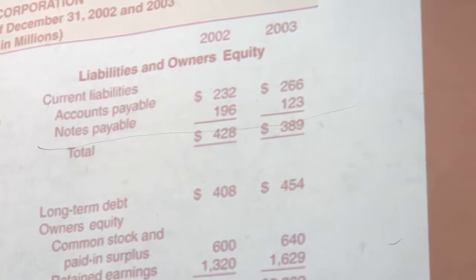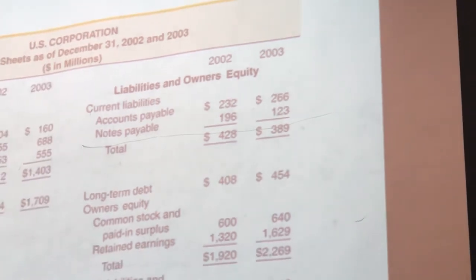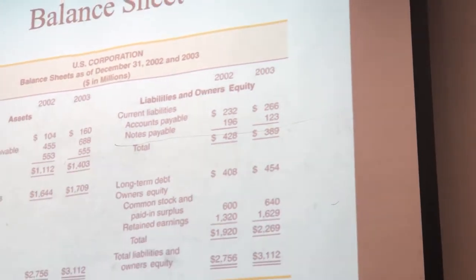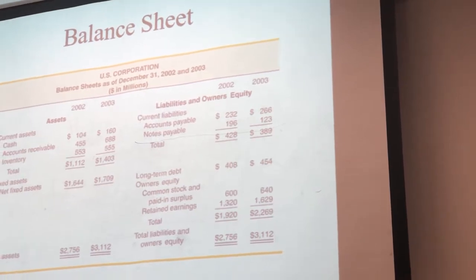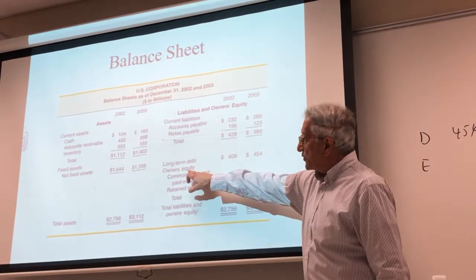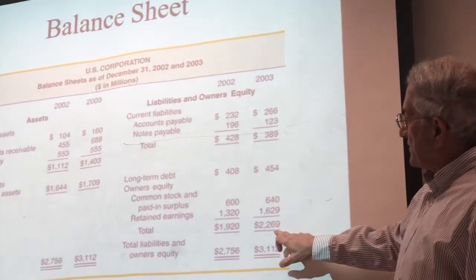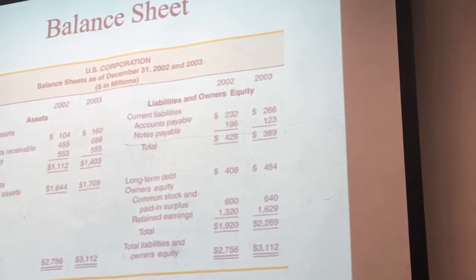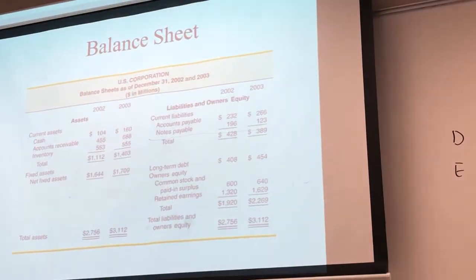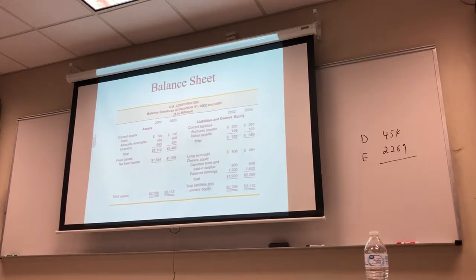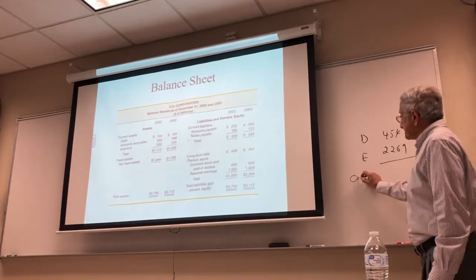Okay, where is E? E for equity. Shareholders' equity, stockholders' equity, owners' equity, same thing. Do you see the owner's account here? This plus this? Okay. So this is 2269. Now, what is the total capital, the long-term funds? The total amount of capital the firm has. Add the two numbers. That will give you the total capital.